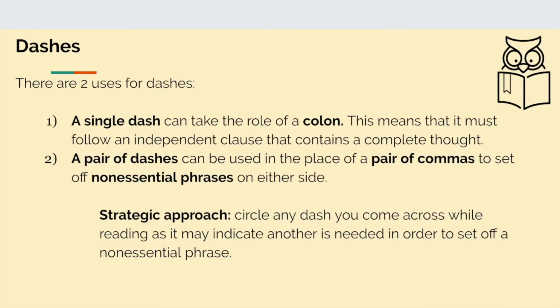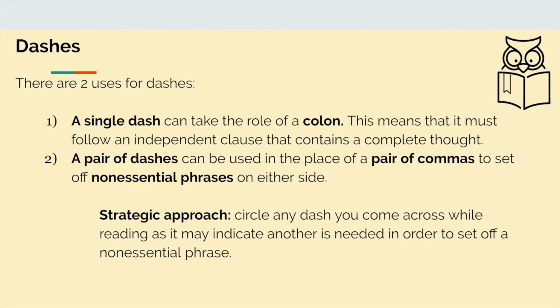Let's talk about dashes. There are two primary uses for a dash. If you have a single dash, it's inevitably going to be acting like a colon, which means it has all the same rules: independent clause before the dash, and a phrase or independent clause illustrating what you mean after the dash. A pair of dashes, on the other hand, is very different.